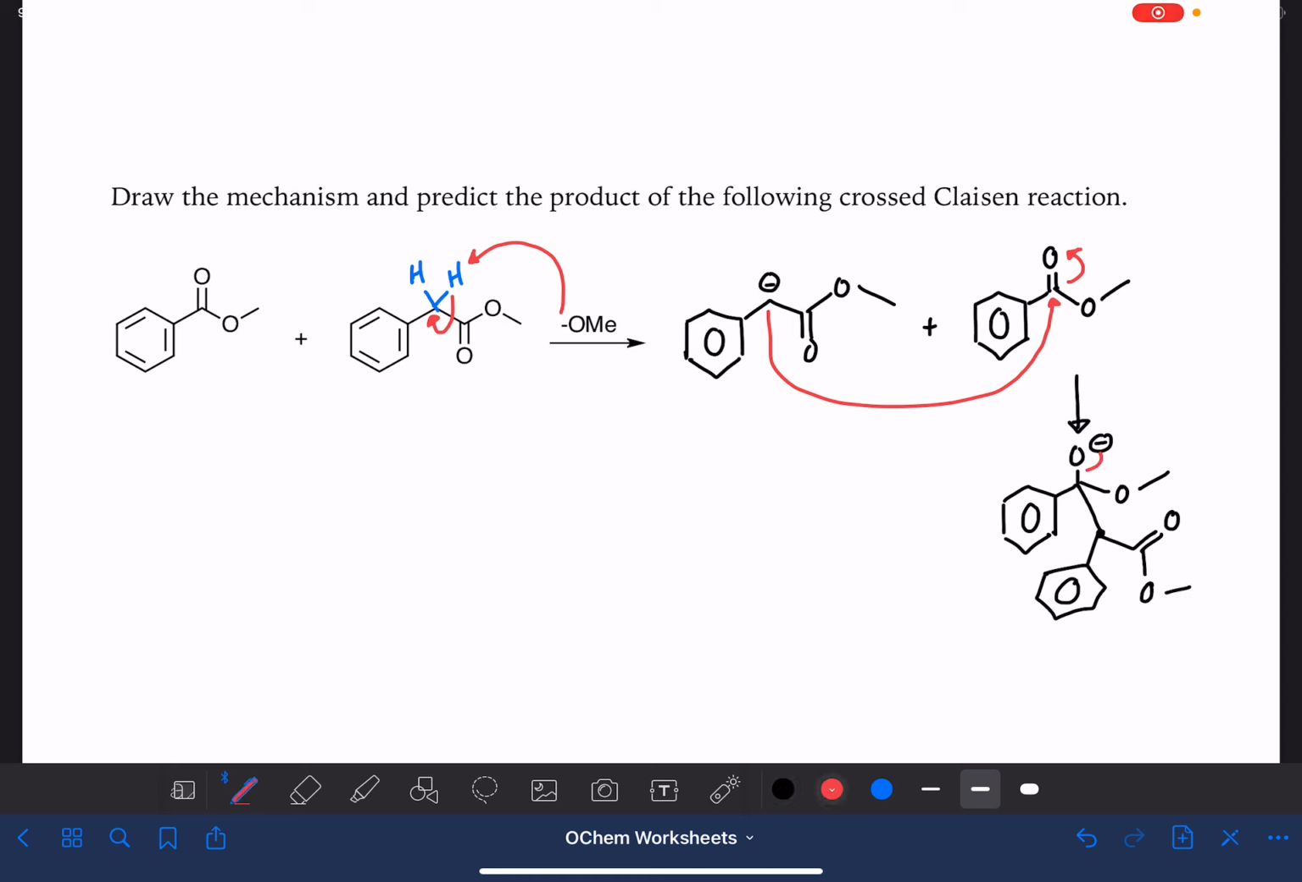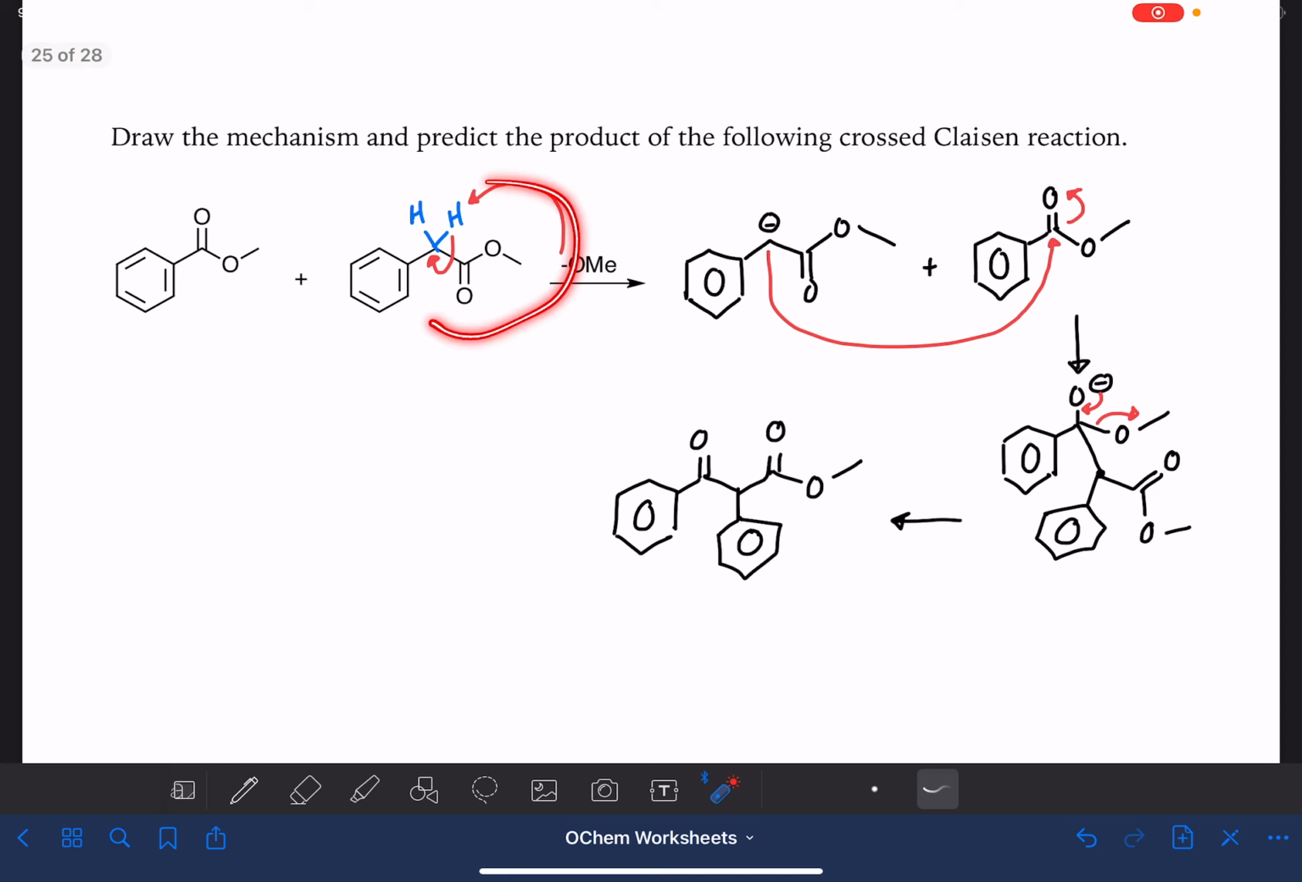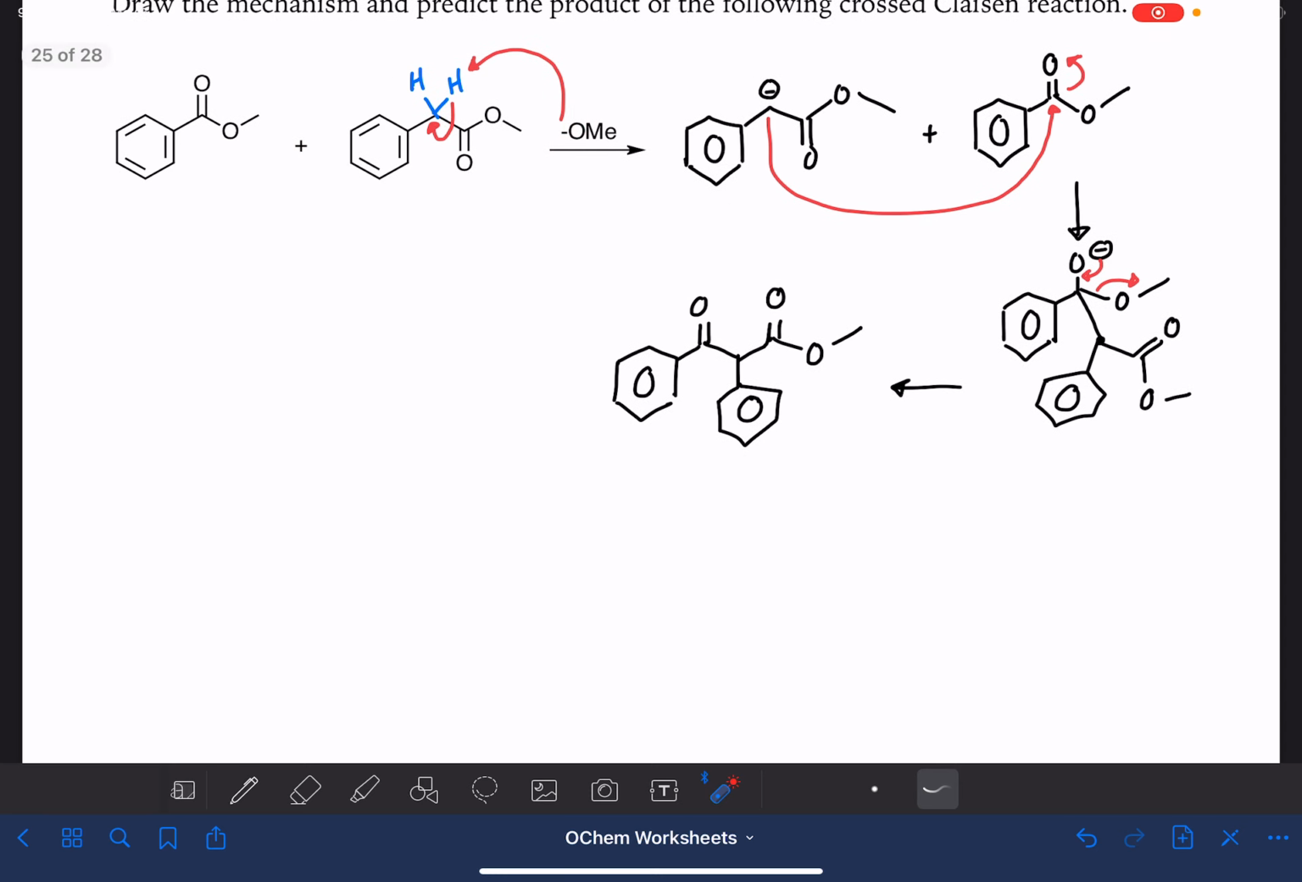The lone pair on the oxygen atom is going to come back down and reform that carbonyl group, and that will kick off the OR group. So that will give us this product right here. It is also possible for this enolate to attack another identical ester. So let's draw that reaction as well.